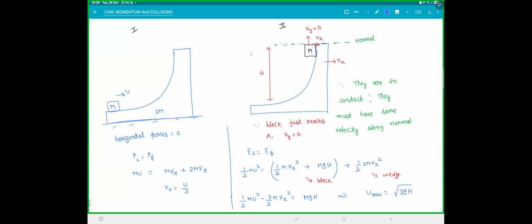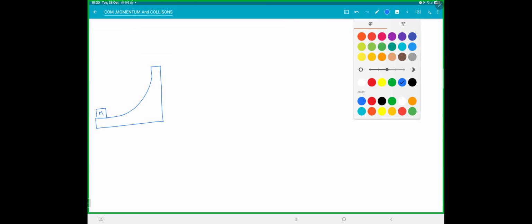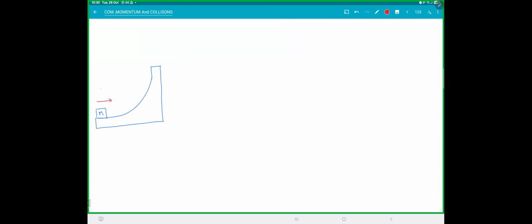Right, Arya. Let's see the second part again. Let's draw the pictures. If you see, I draw a lot of pictures. This was the initial M. Now you are giving U is 2 times root 3gh. Right. Then what will happen?